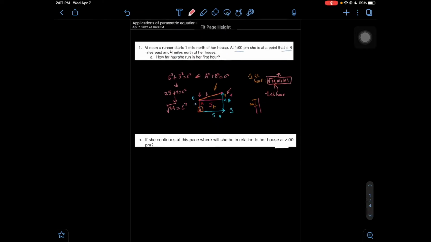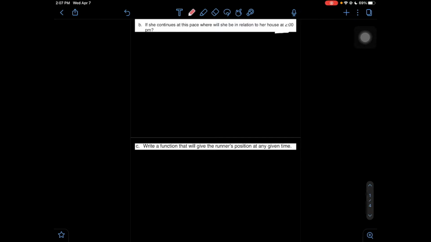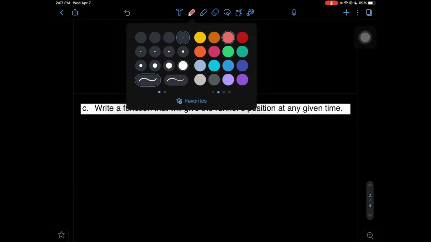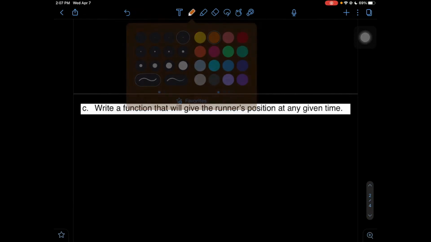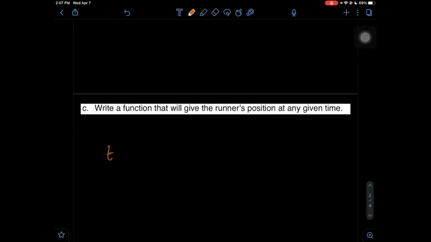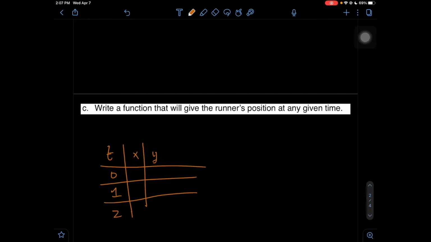Well, we know her position at time 0, which is at noon, and we also know our position at 1 p.m., which is t1, or our first hour. So what we're going to do is make a chart in order to write our functions. Our chart is going to consist of three different variables, which are t, x, and y. So t is basically representing our time. We know that we have our times of 0 hour and hour 1, and we need to find hour 2 for part B. But let's finish up 0 and 1 first.